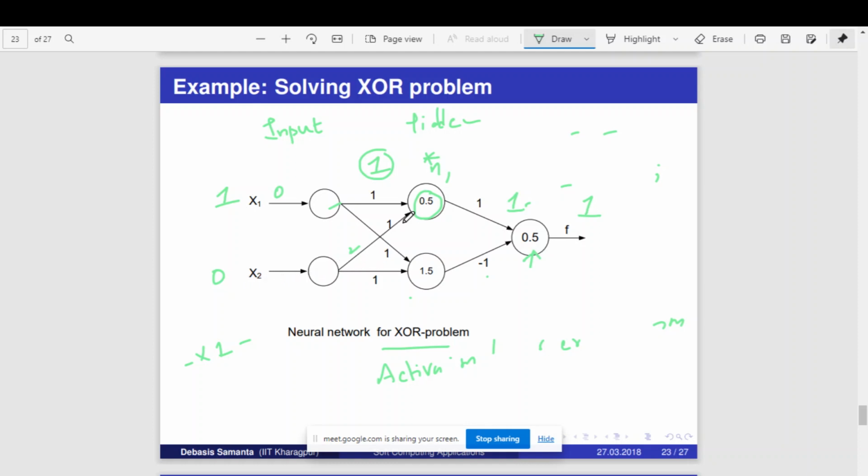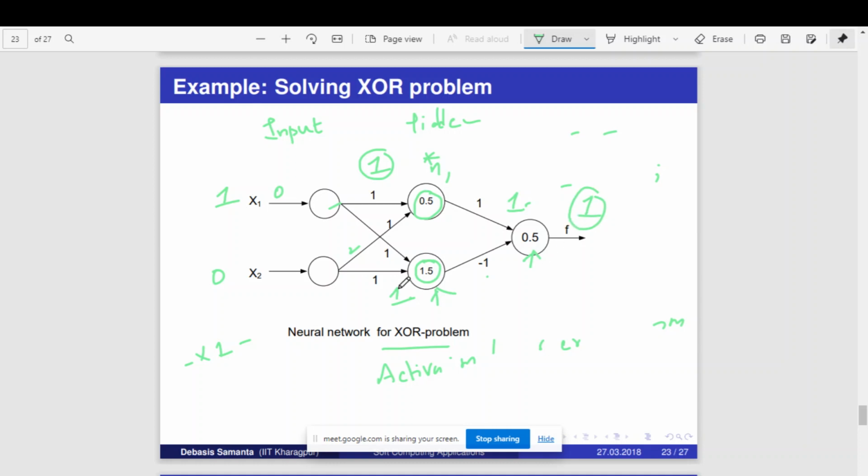Whereas here it is 0, so 0 into 1 will be 0 plus 1 into 1. This input is still 1. But is this 1 greater than 1.5? No. So will this be activated? This won't be activated. That is the point. This neuron will not be triggered. Only this will be triggered, but already you get the output as 1.